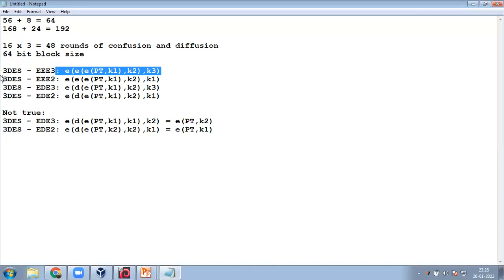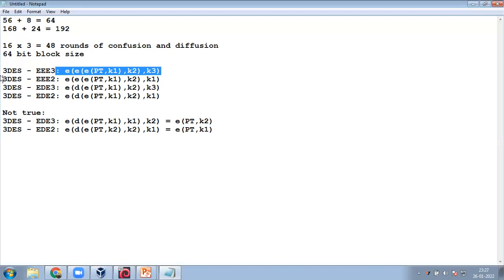So this is what triple DES is. Triple DES was mathematically very intensive because it's three times the DES, and the key size was also three times. And the confusion diffusion, obviously, three times as compared to DES. So it was mathematically intensive. It was actually taking a very long time.